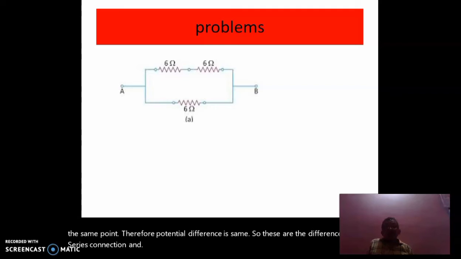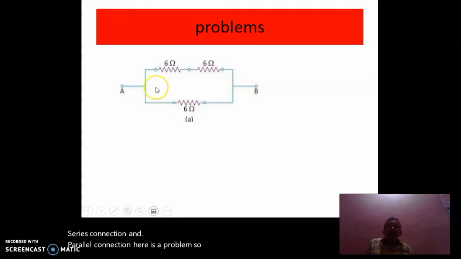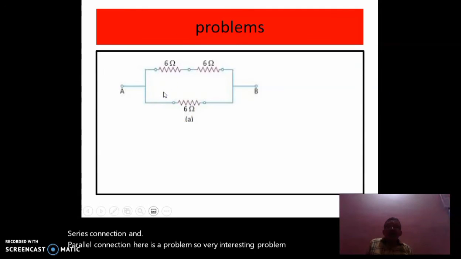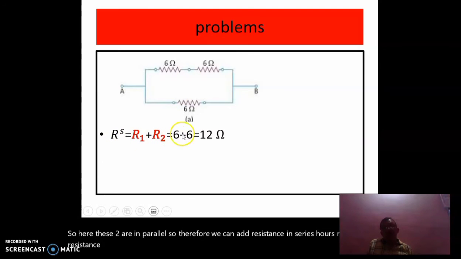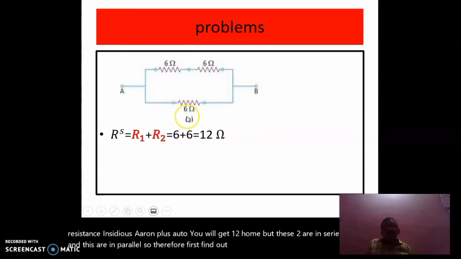Here is a problem. Very interesting problem. Here find the total resistance. So here these two are in series, so therefore we can add resistances in series. RS means resistance in series. R1 plus R2, you will get 12 ohm. But these two and this are in parallel. So therefore first find out these two in series. These two are in parallel.